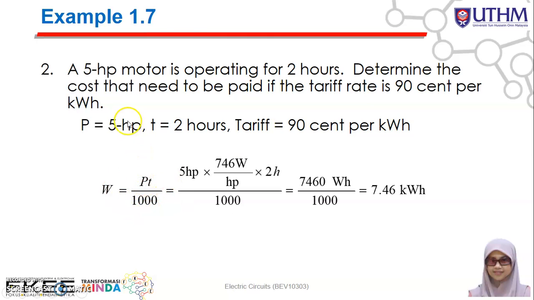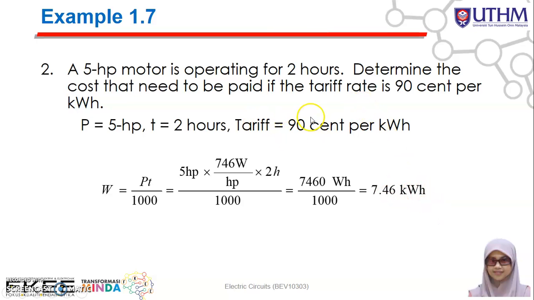Now P is given in terms of 5 horsepower, so you need to change it into watts. You know that 1 horsepower is equal to 746 watts. So 5 horsepower multiplied by 746 watt per horsepower. Horsepower can be cancelled. And then T is equal to 2 hours, so just multiply by 2. Finally you get the answer, 7.46 kilowatt hour.